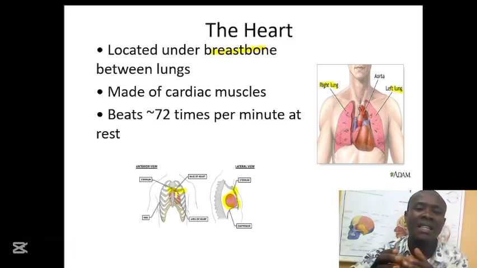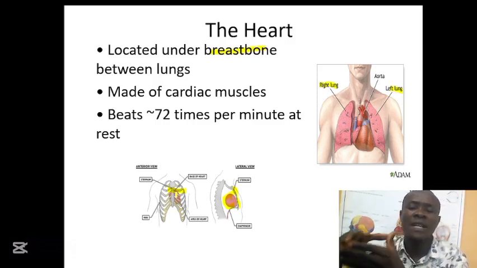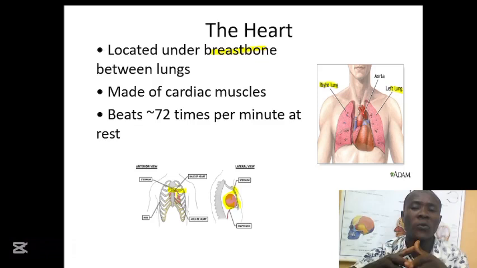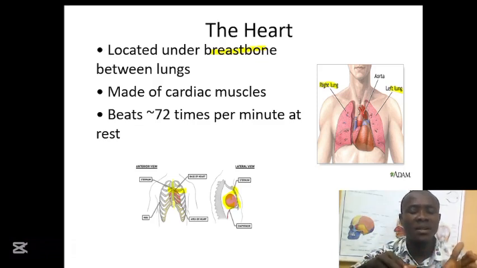And the heart is more on the left. Two-thirds of it is on the left. Only one-third is found on the right side. So most of the heart is located on the left side rather than the right side.